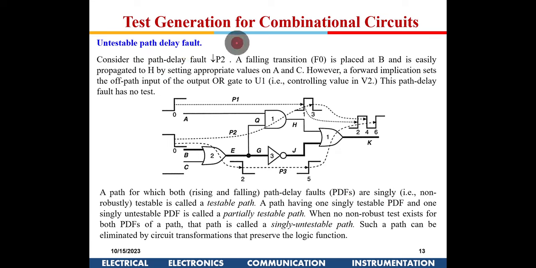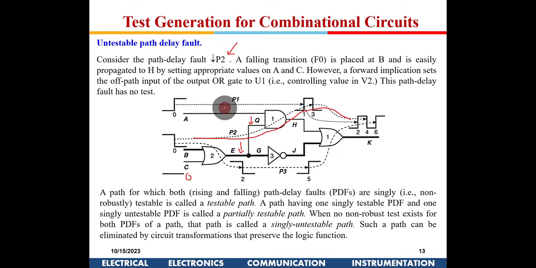Now, for example, this is P2, the fall edge of P2 in this path. P2 is this particular path, and it says it is untestable. So now let's check whether it is testable or untestable. I give a zero here, and I want a falling edge out here.